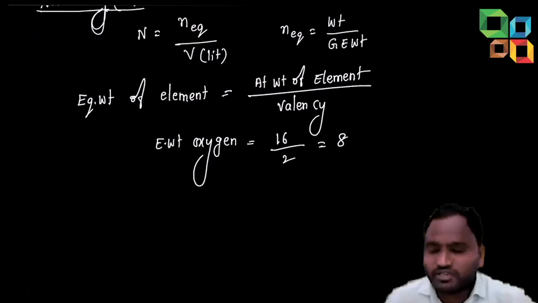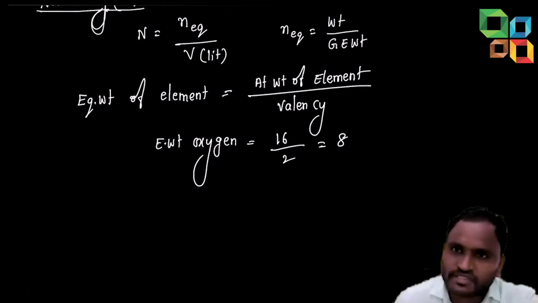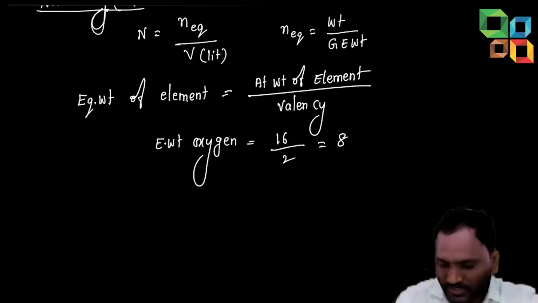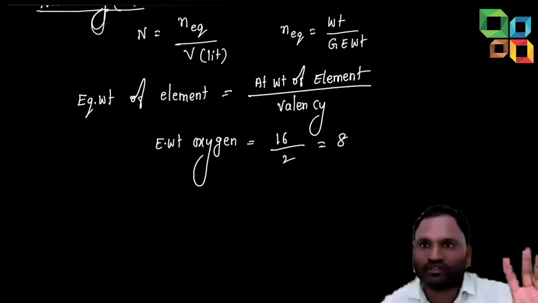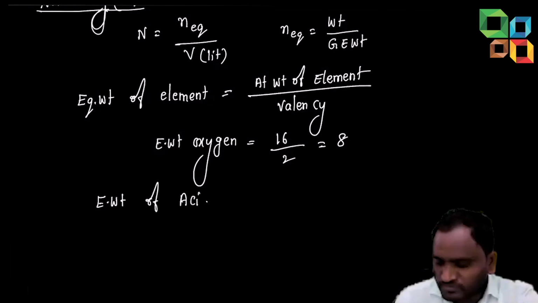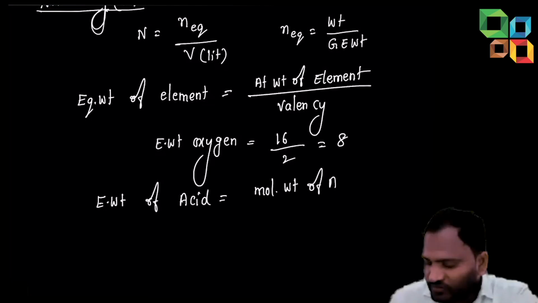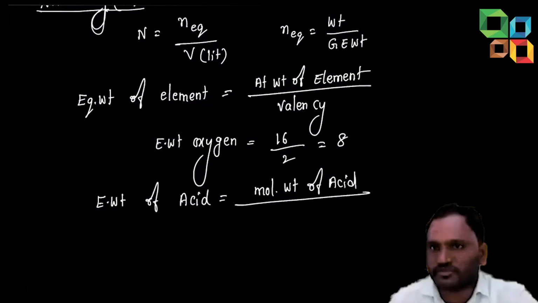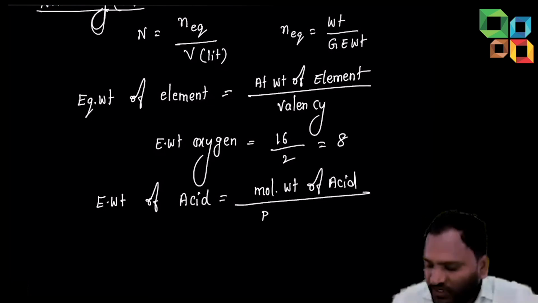So in the case of an element, directly you can write the atomic weight of that element by valency. If it is a compound, compounds are again of three types: acid, base, and salt. So how to do it for acid, and for base. The equivalent weight of an acid is equal to the molecular weight of the acid by, if it is an acid, basicity. This is common, students. Again, one more problem.